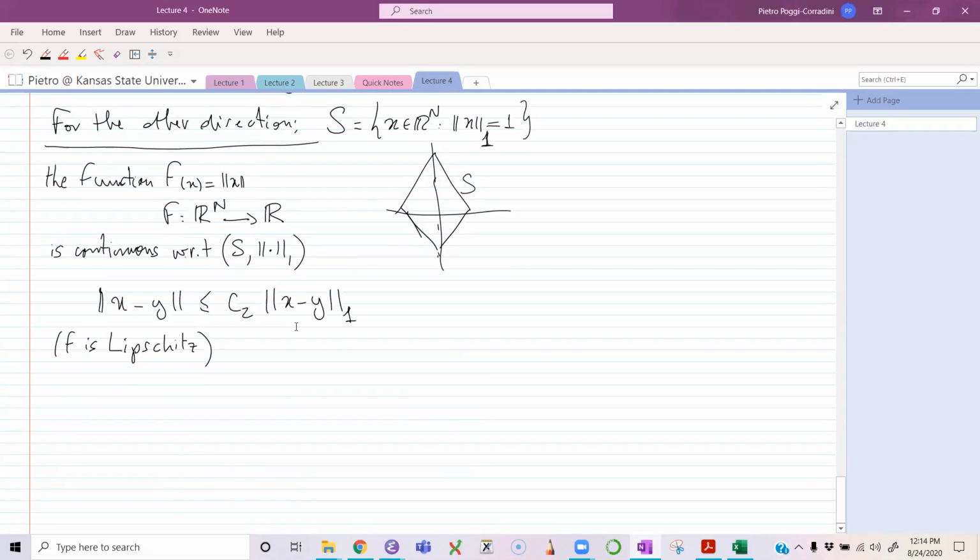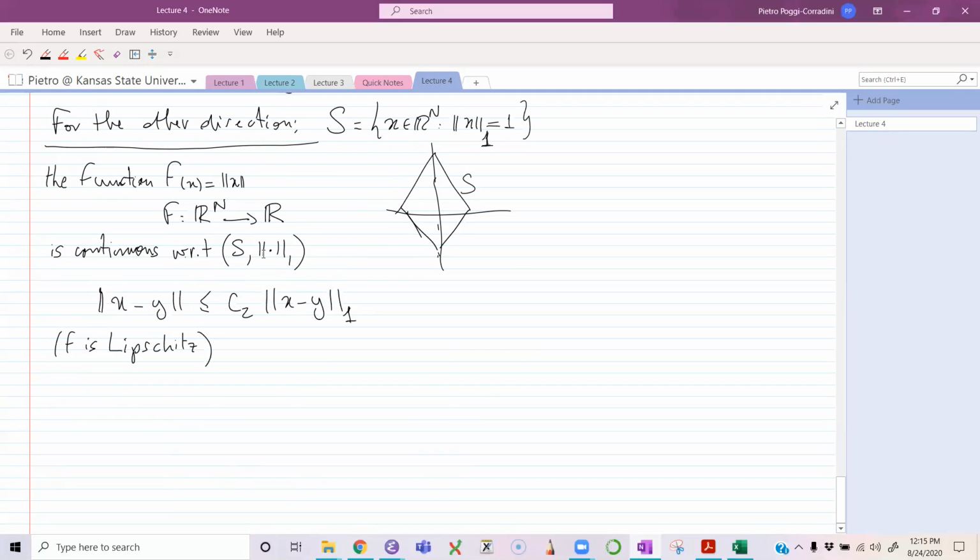What's important is that, for instance, as y tends to x in the one norm, it will imply that if this goes to 0 in the one norm, then this goes to 0 in the other norm. That's what I mean by continuous.